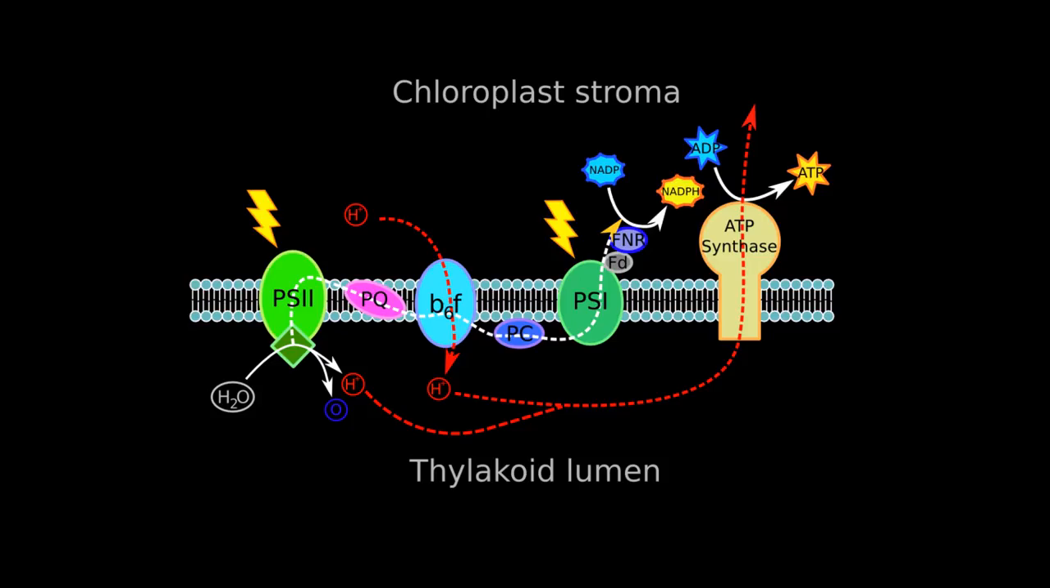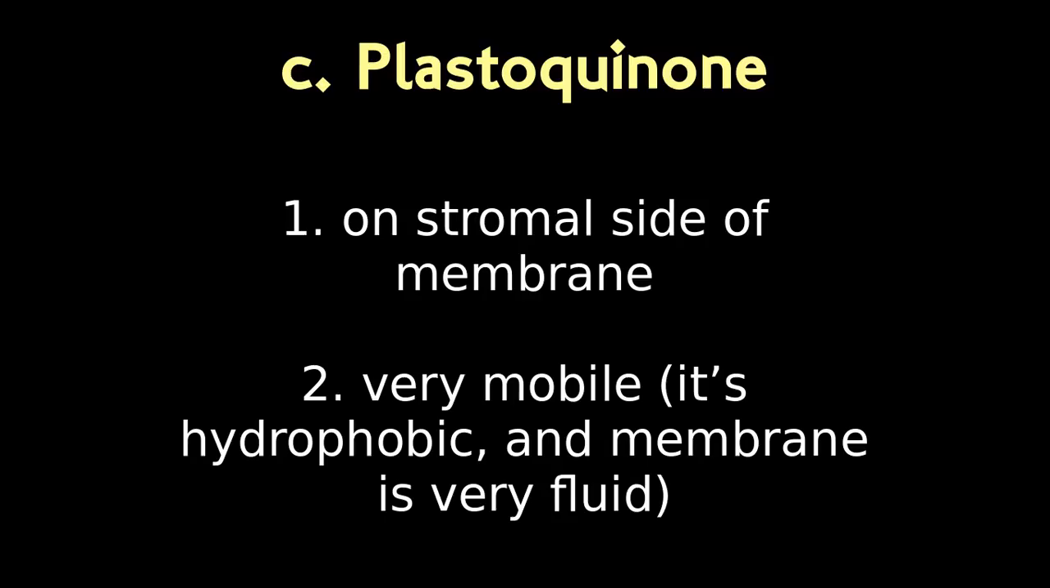And it's transferring between photosystem 2 down here, and it'll transfer to a cytochrome that lies beyond that. This is on the stromal side of the membrane. Tends to be on the stromal side. And again, like ubiquinone, it is hydrophobic and very mobile in the membrane. The membrane is very fluid anyways, but this gets through it even faster than it would otherwise.